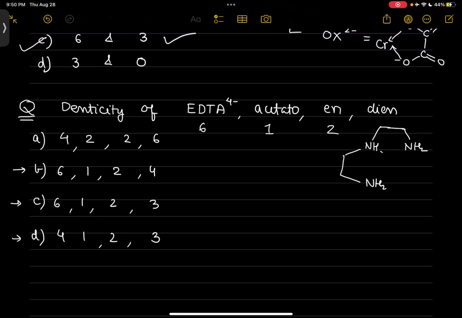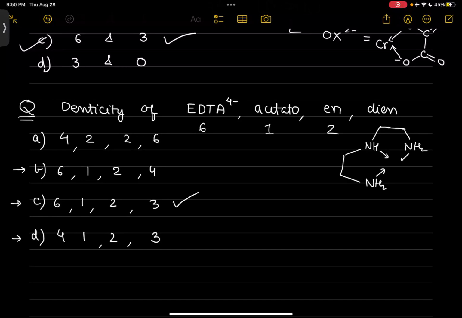So it is tridentate because you have 3 nitrogens. en is bidentate. dien is tridentate. In case of en, whatever the number is written, just add 1 to it. That will be the denticity. Got it? So it is tridentate. EDTA we have seen already. Acetate was monodentate. Ethylene diamine was having 2 NH2. So this is going to be the right answer. Got it? Is it clear? Yes, sir. Okay.